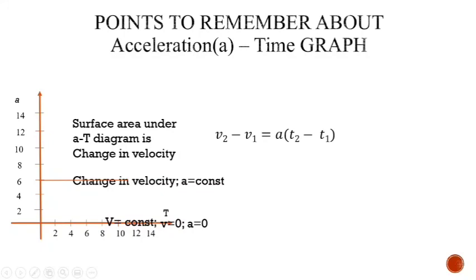As we have seen earlier, because this is a horizontal line and acceleration formula is change in velocity divided by change in time, change in velocity will be equal to acceleration into time. And for this case, if you put acceleration value multiplied by change in time, you will get the surface area under this diagram, or under AT diagram. So surface area under AT diagram is change in velocity. You should remember these particular points regarding AT diagram.